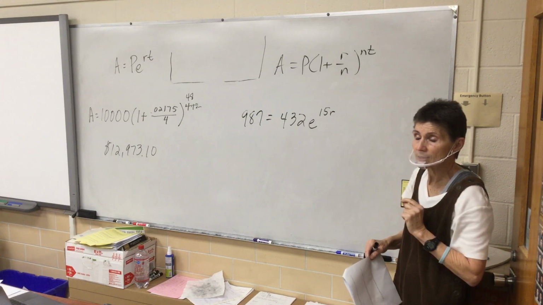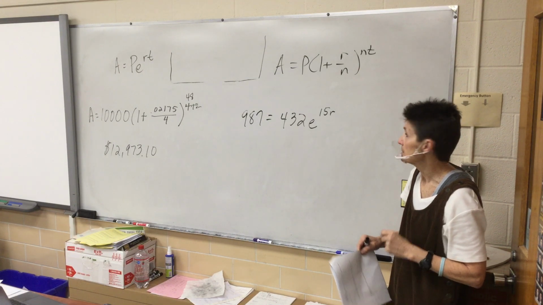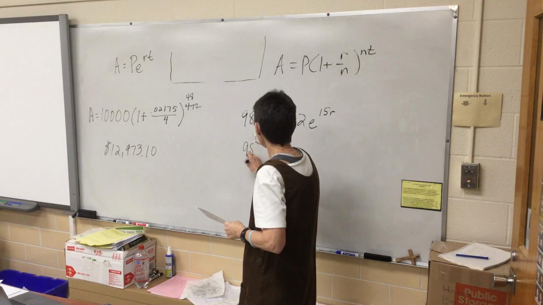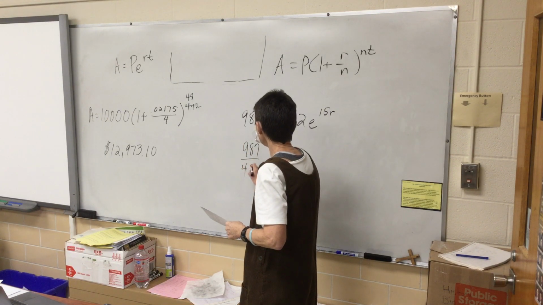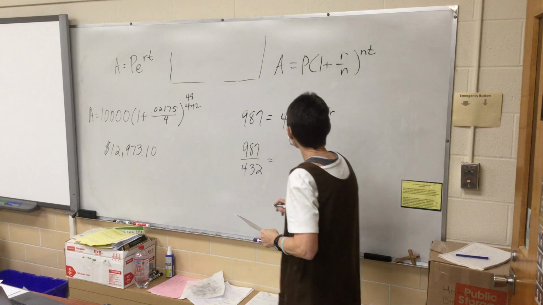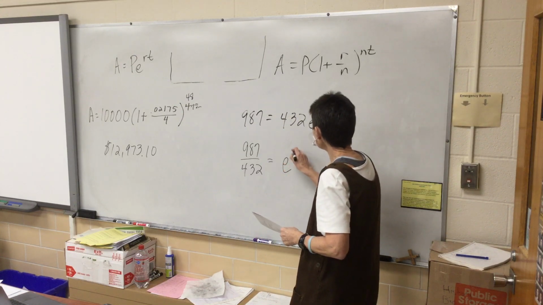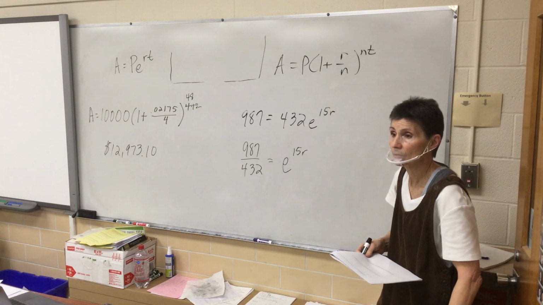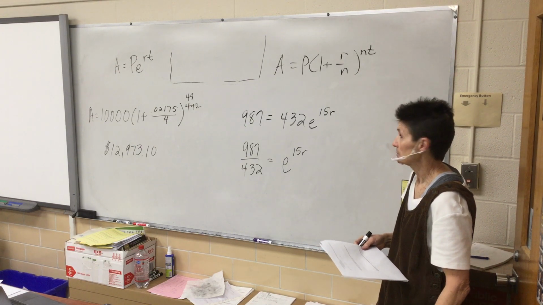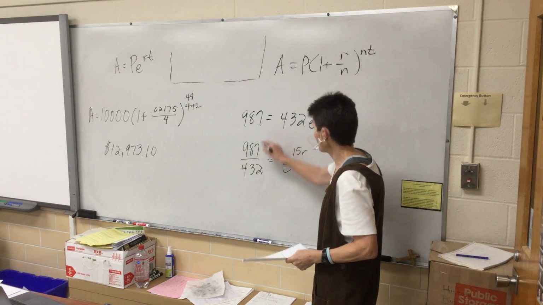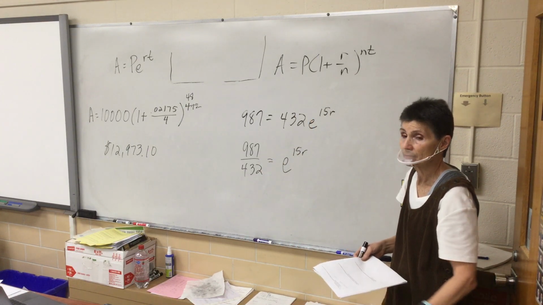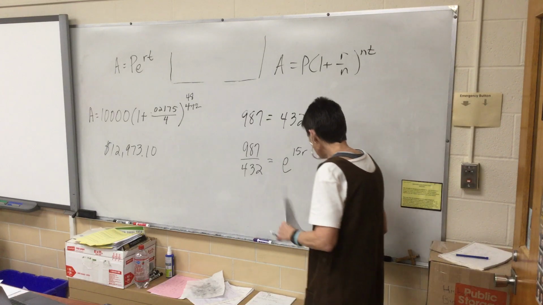But first I have to do something else. Divide by 432. So 987 over 432 equals e to the 15r. Dividing both sides by 432. So now what? ln both sides.